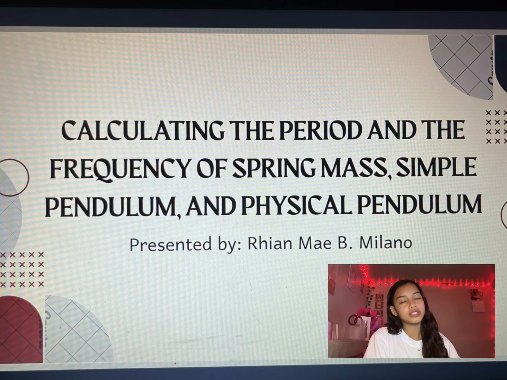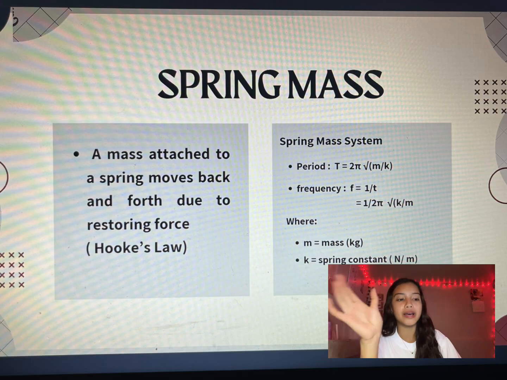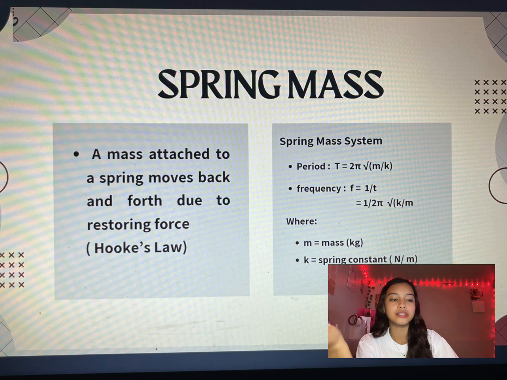So we're gonna tackle calculating the period and the frequency of a spring mass, simple pendulum, and physical pendulum. First, we're gonna talk about spring mass. So spring mass is a mass attached to a spring that moves back and forth due to restoring force, Hooke's law.